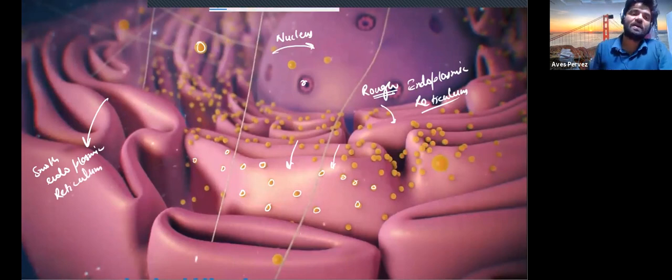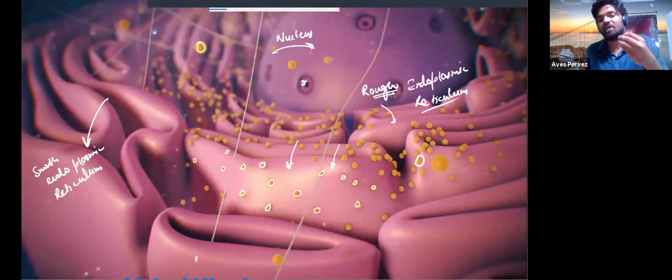What is the difference between smooth and rough endoplasmic reticulum? The endoplasmic reticulum with which ribosomes are attached is called the rough endoplasmic reticulum, and the endoplasmic reticulum with which no ribosomes are attached, where the surface is smooth, we call the smooth endoplasmic reticulum. The endoplasmic reticulum with ribosomes attached is responsible for the synthesis of proteins.